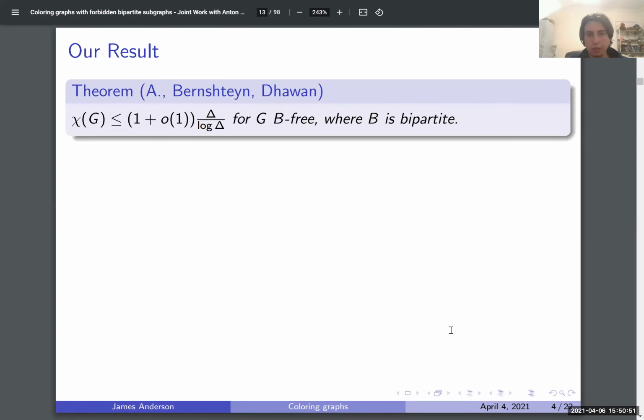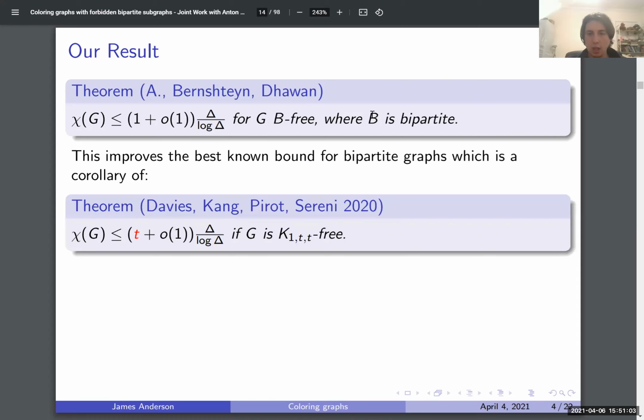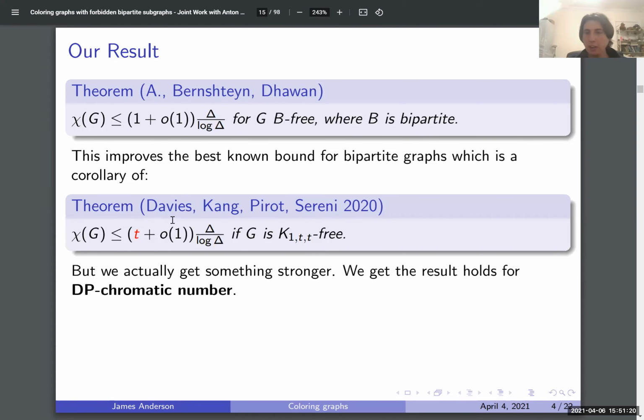So our result: we were able to improve this T down to 1 plus little o of 1 in the case where G is B-free, where B is bipartite. And the best known bound before on bipartite graphs was a corollary of this result in 2020 by Davies, Kang, Pirot, and Sereni, where they had this constant depending on T. But we actually get something stronger.